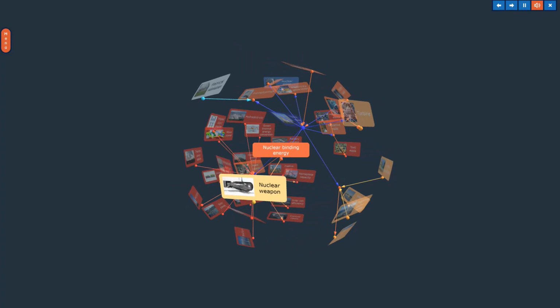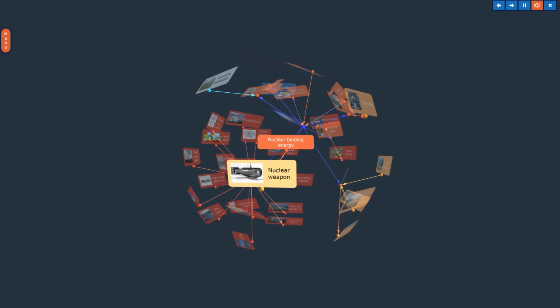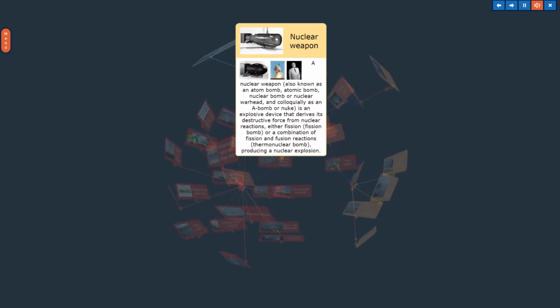The topic, nuclear binding energy, in overview. Nuclear weapon. A nuclear weapon, also known as an atom bomb, atomic bomb, nuclear bomb or nuclear warhead, and colloquially as an A-bomb or nuke, is an explosive device that derives its destructive force from nuclear reactions, either fission (fission bomb) or a combination of fission and fusion reactions (thermonuclear bomb), producing a nuclear explosion.